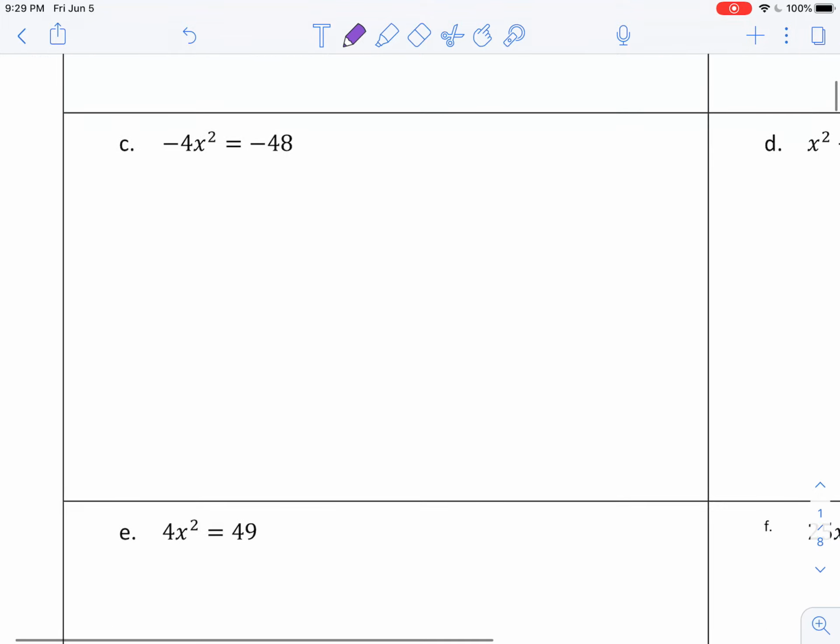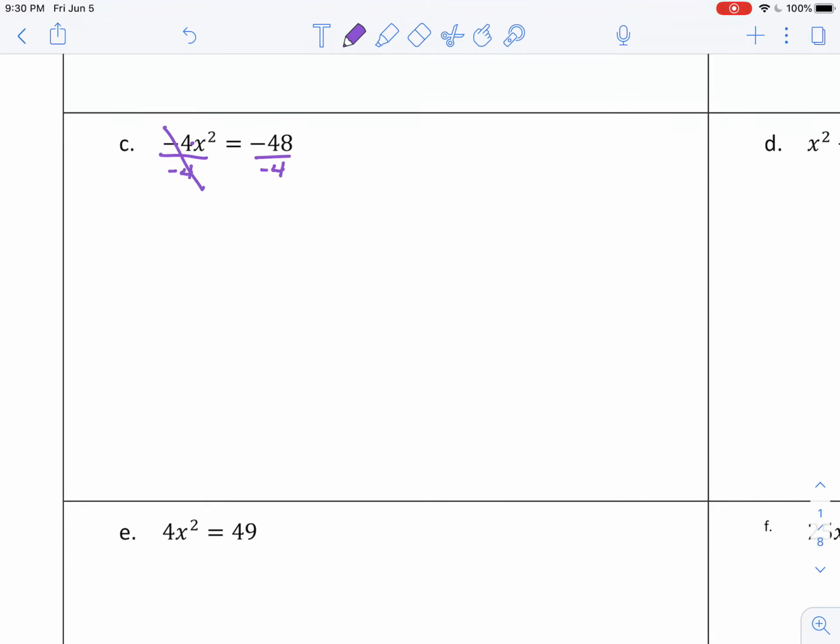So one last one here. Negative 4x squared equals negative 48. There's no plus or minus that we have to deal with here. So I'm just going to start by this negative 4. Now it's tempting to just add 4, but remember, when it's written right in front of the variable, it means multiplication. The opposite of multiplying is to divide.